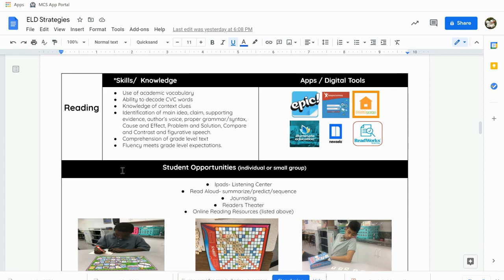So I am creating an example. This one is the example for you. Reading skills and knowledge. The student should know how to use academic vocabulary, academic language. I've been hitting on that since we started this morning. The student should also be able to decode CVC words. They should have a knowledge of context clues.